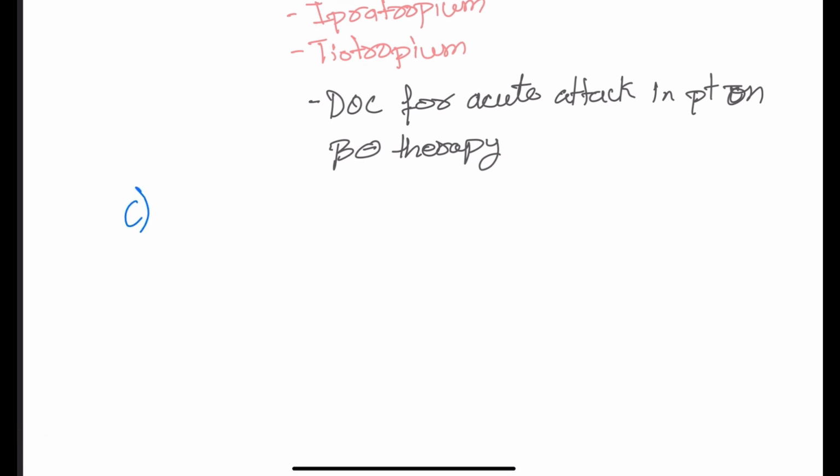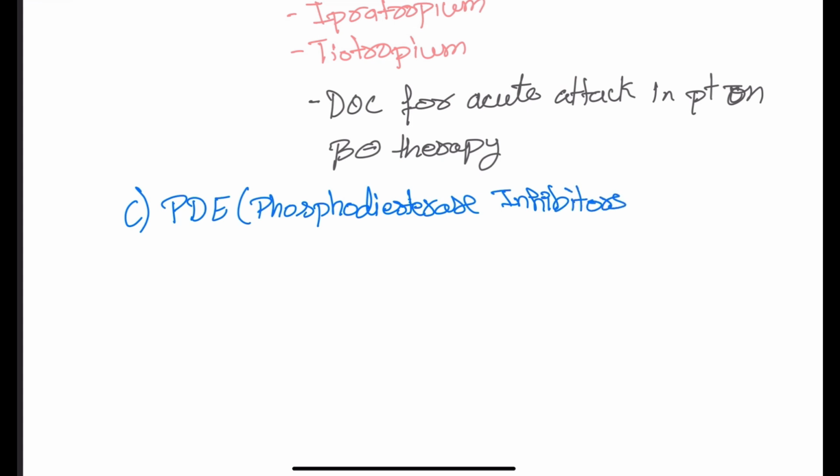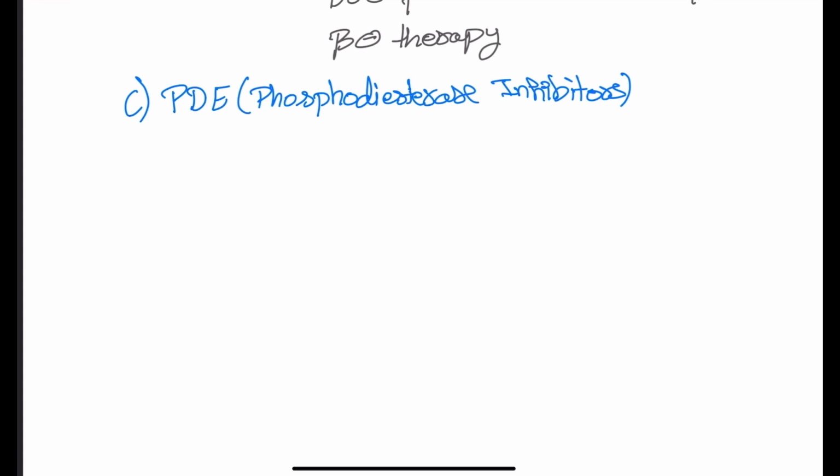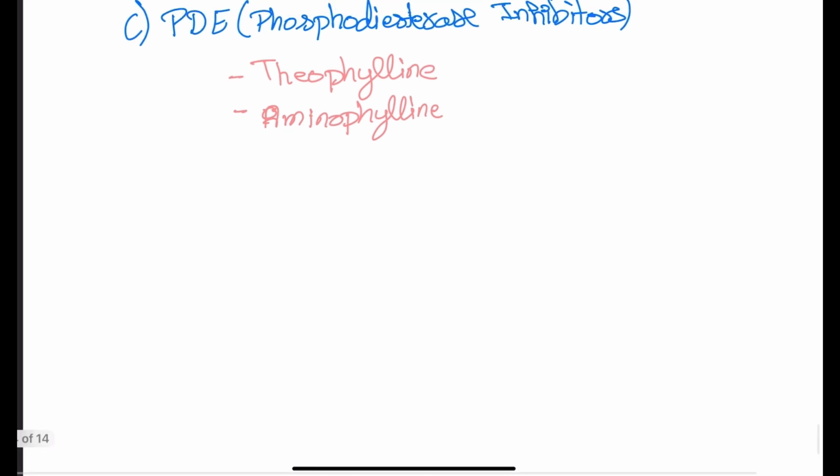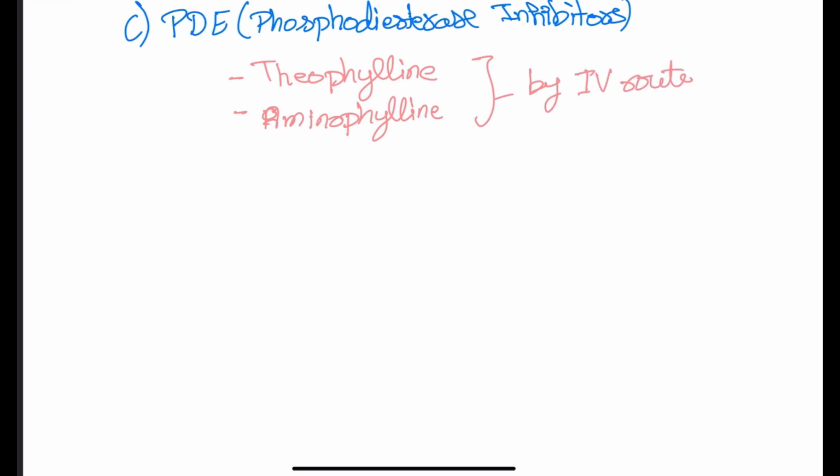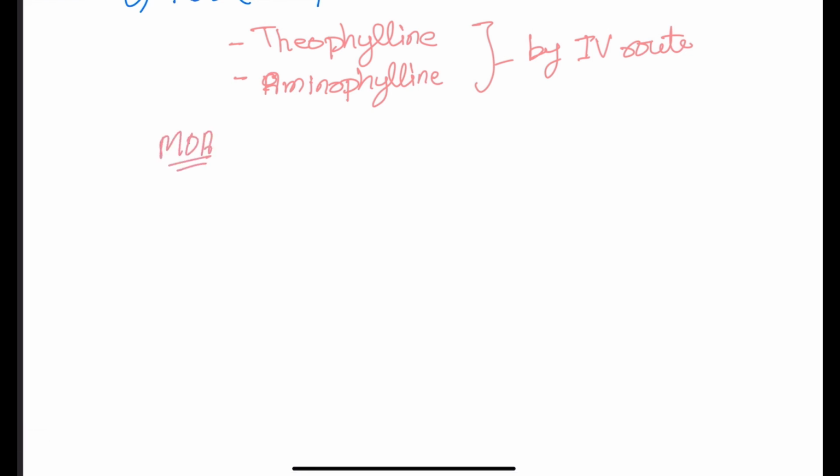Third is phosphodiesterase inhibitors. Phosphodiesterase inhibitors include theophylline and aminophylline. They are given orally or by intravenous route. They are not available for inhalational route. Both are given by IV route or can be given orally as well, but not through inhalational route.